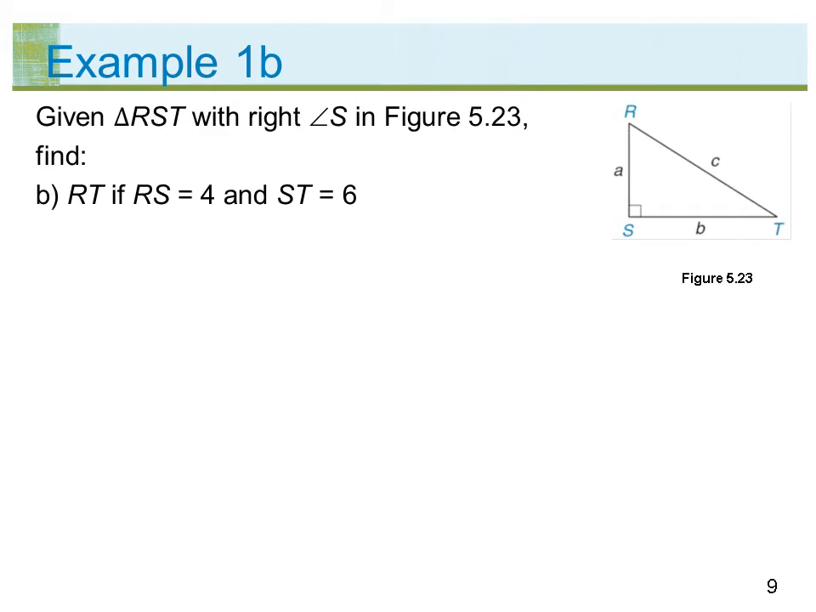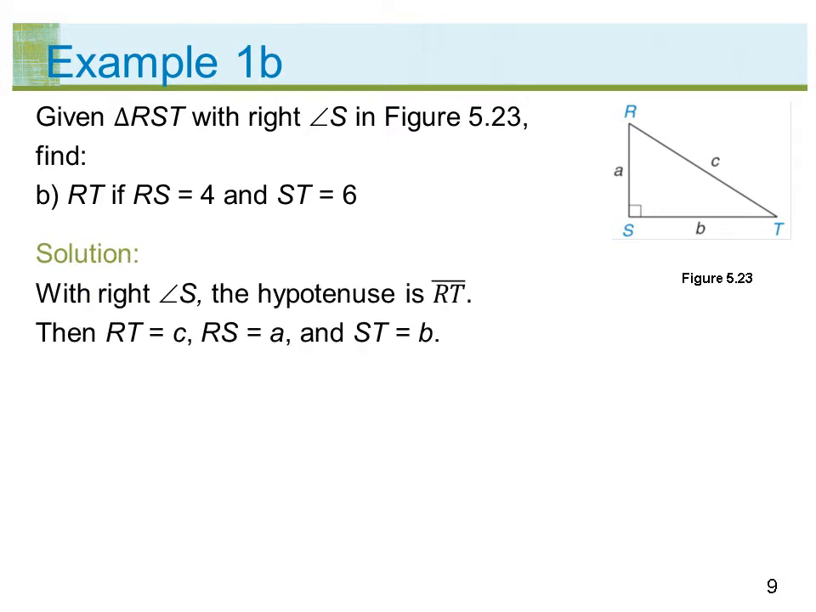Given triangle RST with right angle S in figure 5.23, find B. Length of RT if length RS equals 4 and length ST equals 6. Solution. With right angle S, the hypotenuse is segment RT. Then, length RT equals c, length of RS equals a, and length of ST equals b. B. a squared plus b squared equals c squared becomes 4 squared plus 6 squared equals c squared.